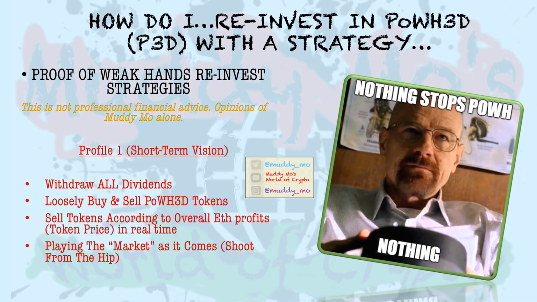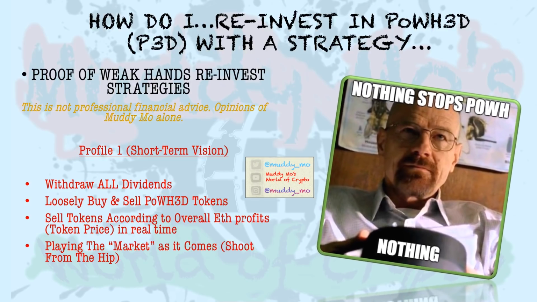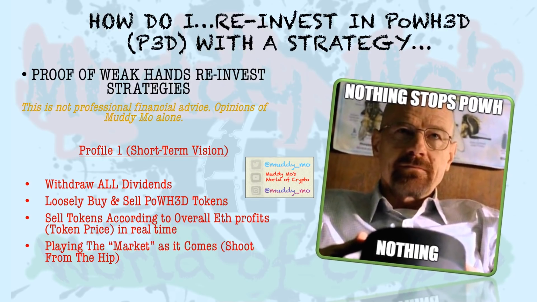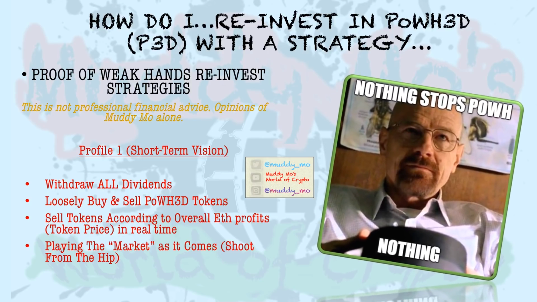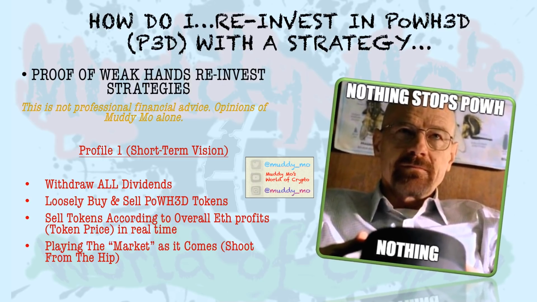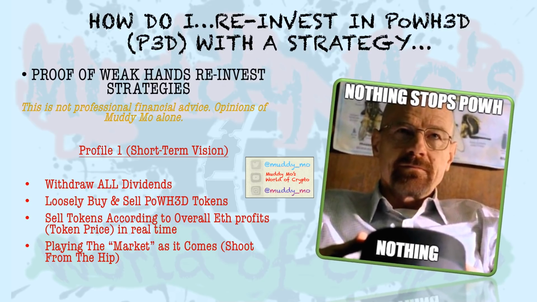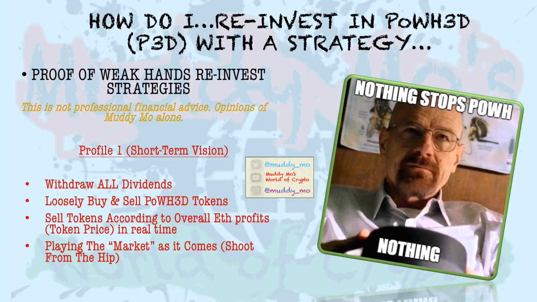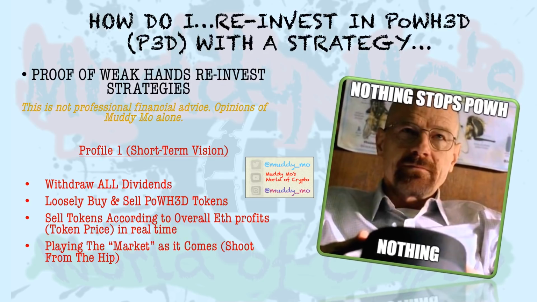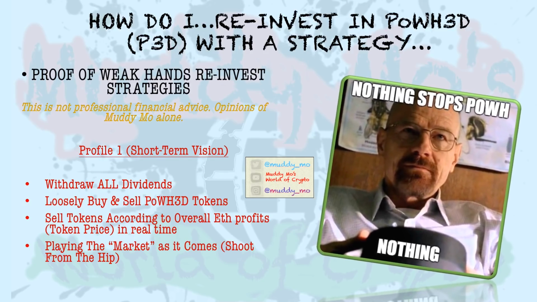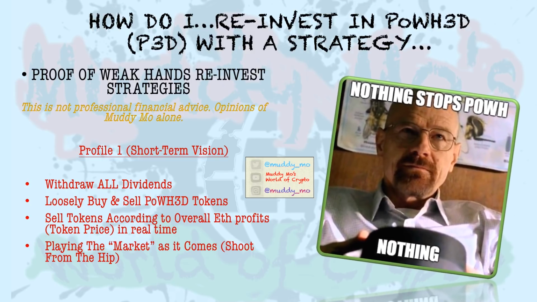Also, they play the market as it comes. They're the, so to speak, shoot from the hip type. Like in every group of friends, there's always one that's got the quick pop off, or is quick to jump to the defense of somebody, or quick to do something. So these types of people in P3D play the market as it goes. They're not looking at this thing long term. They don't care about that. They just want to make that quick dollar and get off of there. So this was Profile 1, the short-term vision.